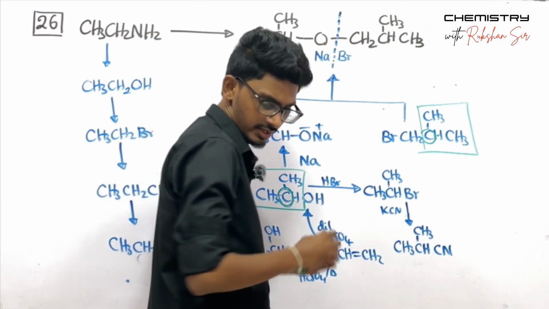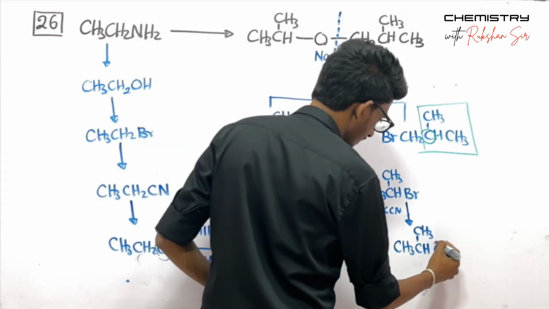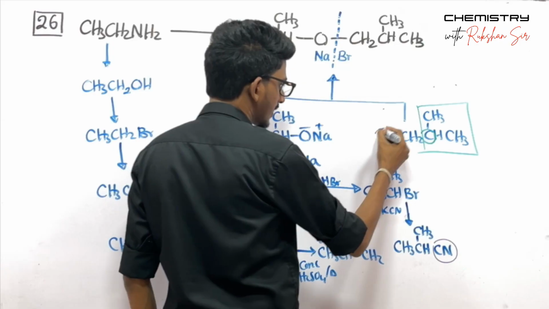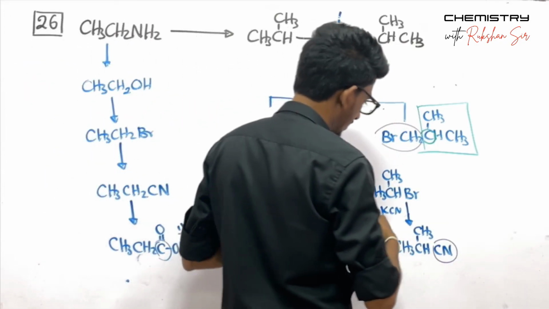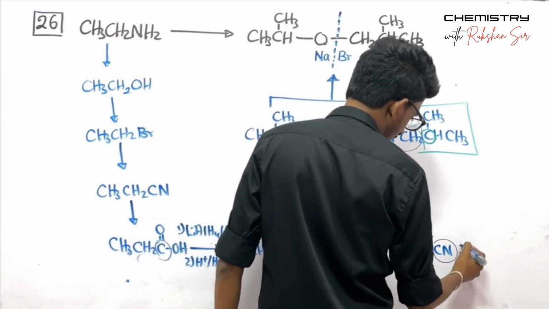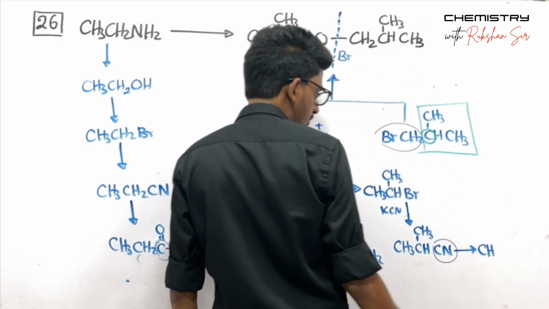Right, now let's do this CN one. First of all, let's come up with the family compounds, right? So CN can be converted to CH2NH2 and stuff.